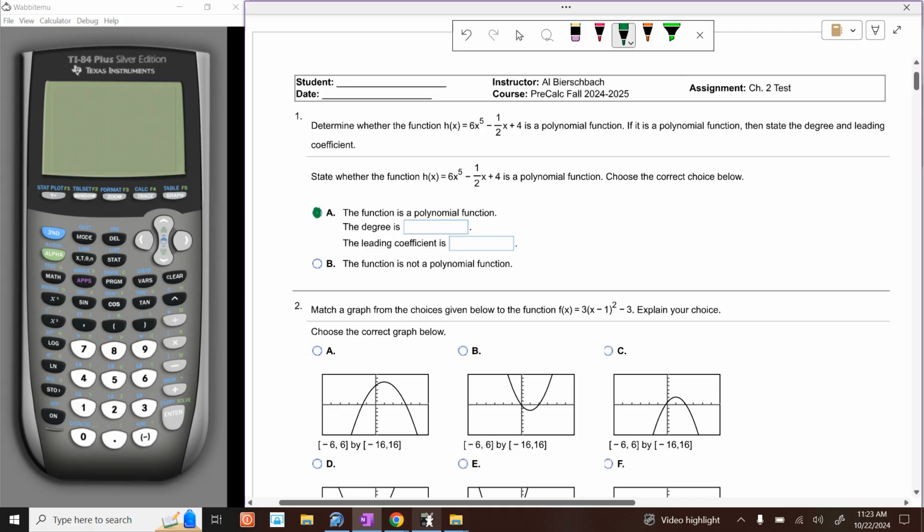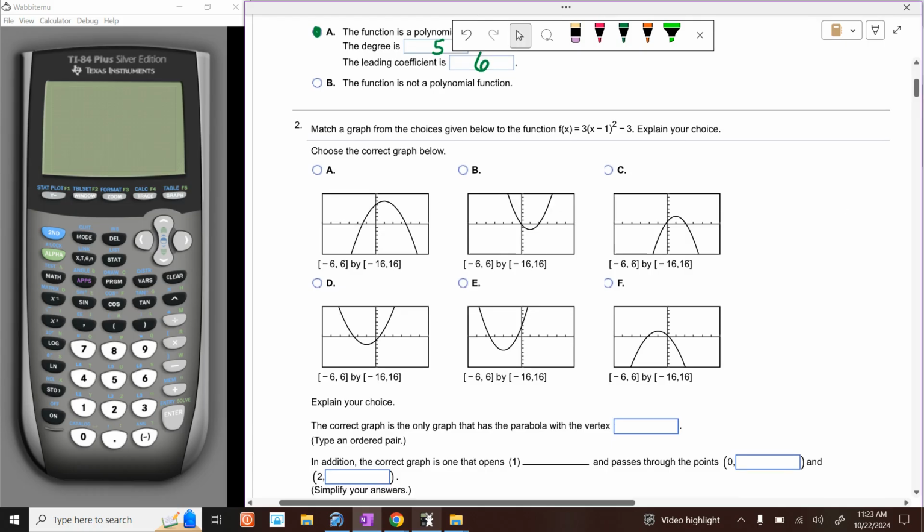What's the degree of the polynomial in this case? 5. And the leading coefficient is 6. It's the coefficient of the highest degree term. All right.